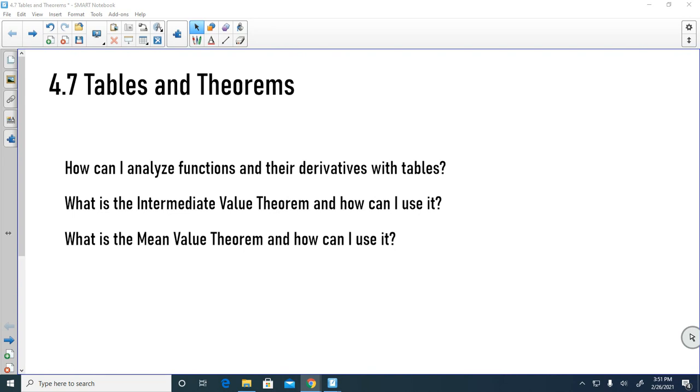The first thing that we're going to be doing is we're going to analyze functions, increasing, decreasing, f prime, f double prime using tables. So we've analyzed functions using graphs and using formulas. Now we're going to be given a table for a function and analyze that. So we'll see what we can determine based on the tables that we have. Then you'll also see what the intermediate value theorem is and how you can use it, and the mean value theorem and how you can use it.